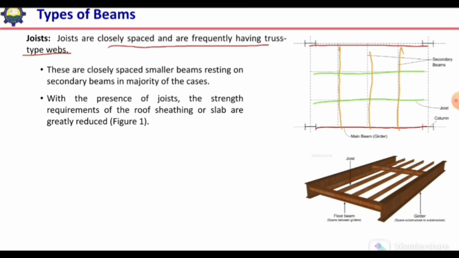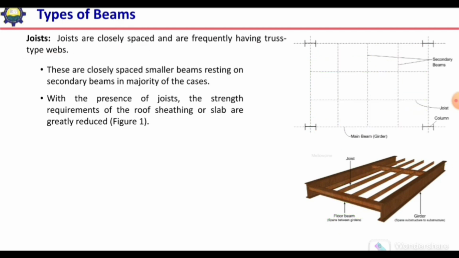These joists are normally very closely spaced, so they support a very small area of the roof and have very little span; their span will be from one secondary beam up to the next secondary beam. Here, this is the primary beam or girder, the beam perpendicular to that girder is the secondary beam, or in case of bridges we term it a floor beam, and the beam perpendicular to the secondary beam is termed a joist. These are very closely spaced.